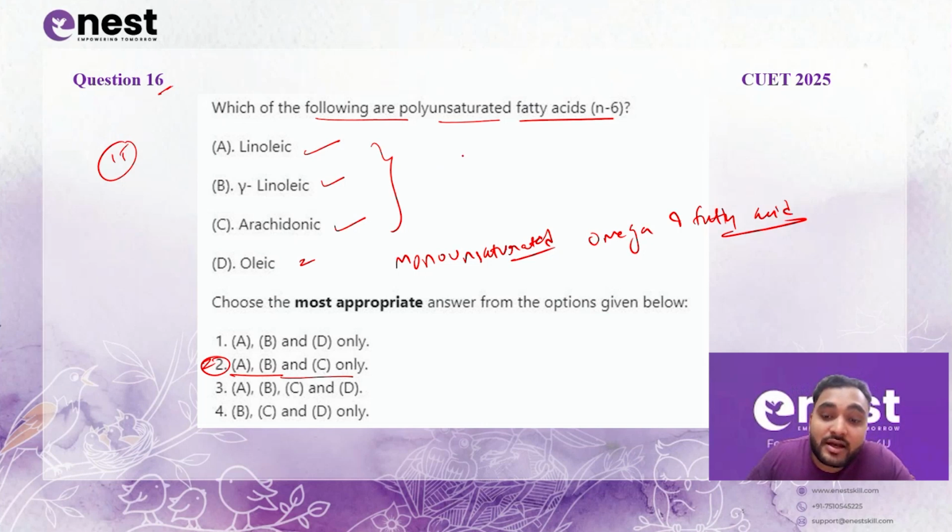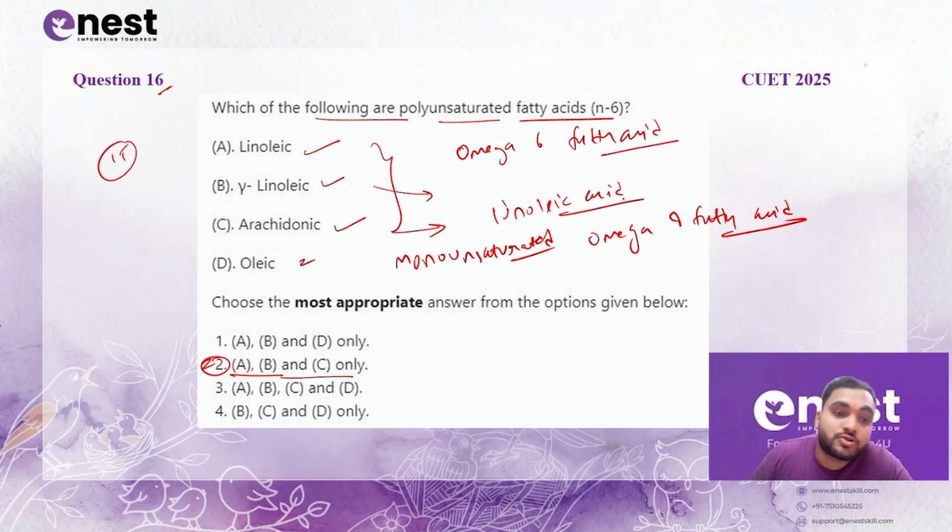Linoleic is your omega 6 fatty acid. Then linolenic, it is derived from your linolenic acid, and arachidonic acid is synthesized from linoleic acid. So I hope the option was clear to all of you. D, oleic acid is an omega 9 fatty acid, so it does not contain 6 number of carbon atoms.